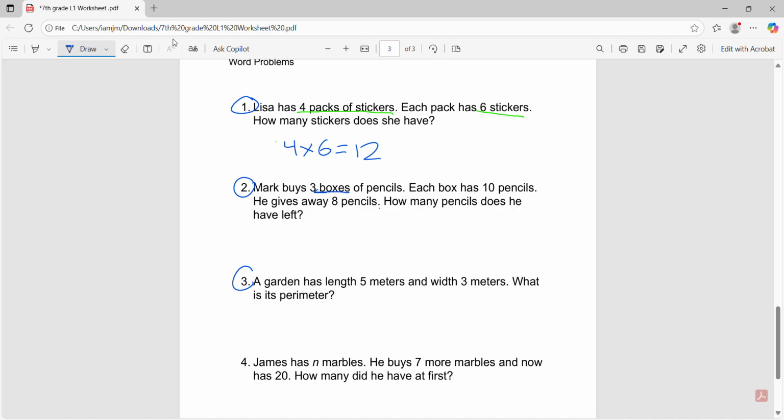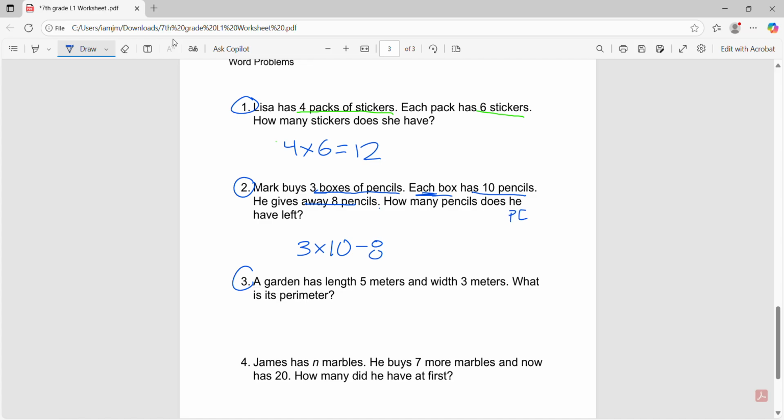Mark buys 3 boxes of pencils. Each box has 10 pencils. And he gives away 8. How many does he have left? So he has 3, and in each of these 3 boxes, he has 10. But he gives away 8 pencils. This is how our equation will look. How many pencils does he have left?